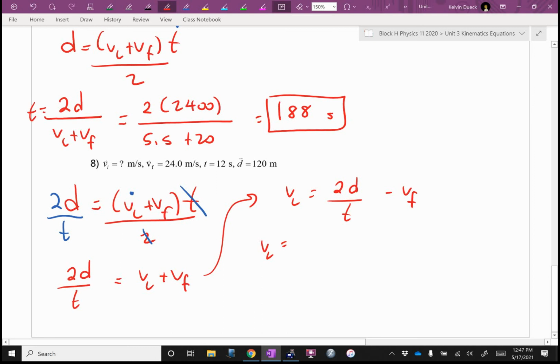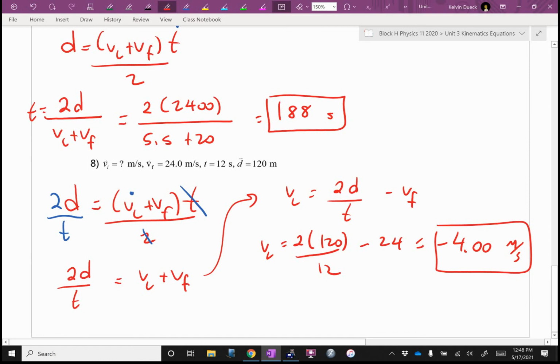VI is going to be 2 times 120, divided by, oh, I can do this in my head, 12 divided by 24. 2 times, well, 120 divided by 12 is 10. Negative 4? Yeah. And I'll go negative 4.00 just to go to 3 sig figs arbitrarily, meters per second.